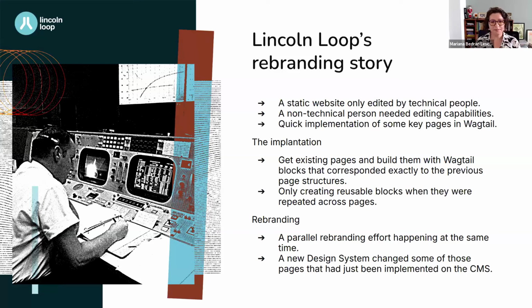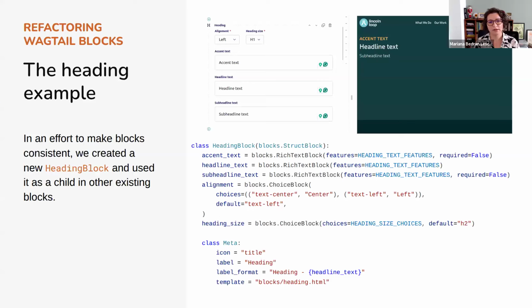But at the same time, we had parallel work going on of rebranding our entire company. And a part of that rebranding was a new design system. So basically, as soon as that Wagtail site was ready, it was already time to refactor it and make it compatible with our new design system. So the heading component was one of the examples of how that refactoring went.